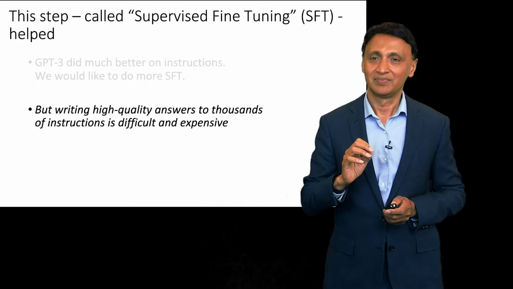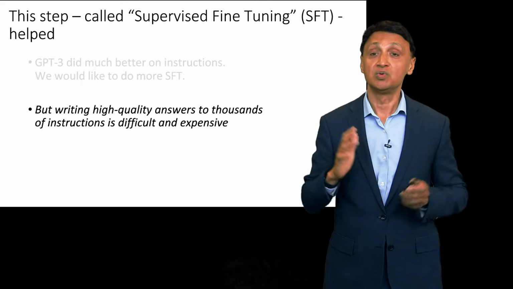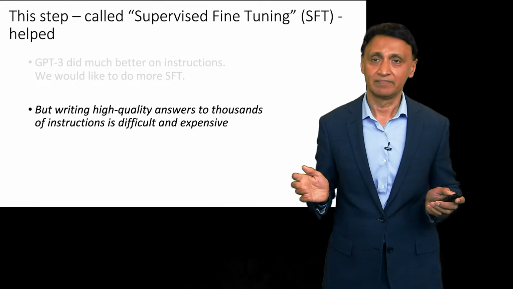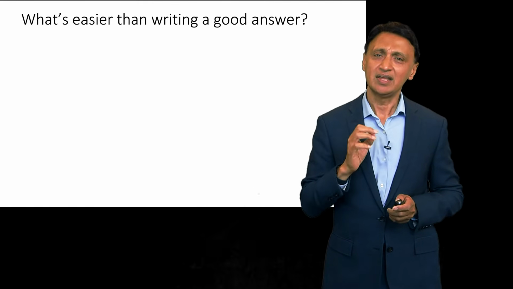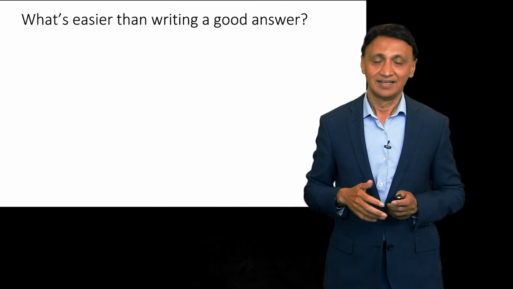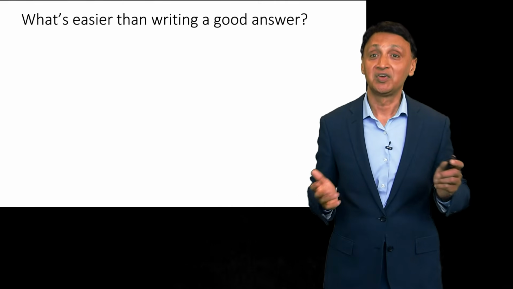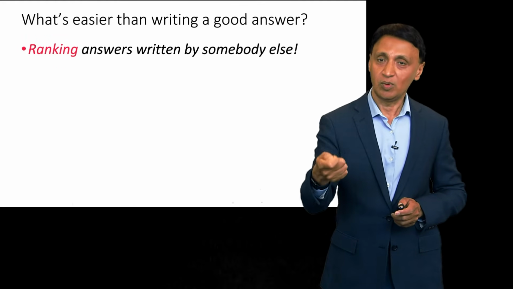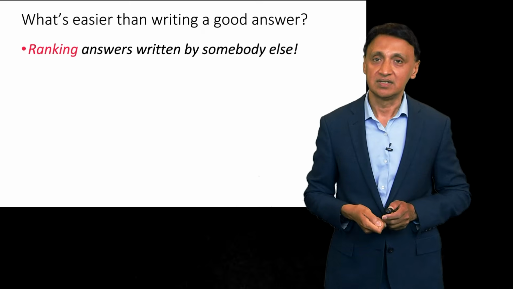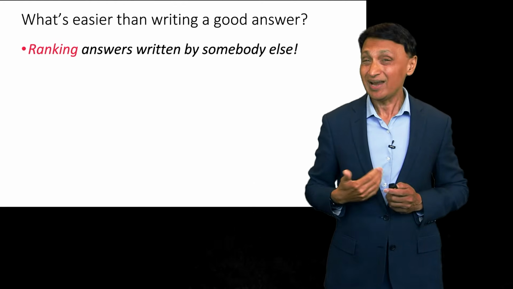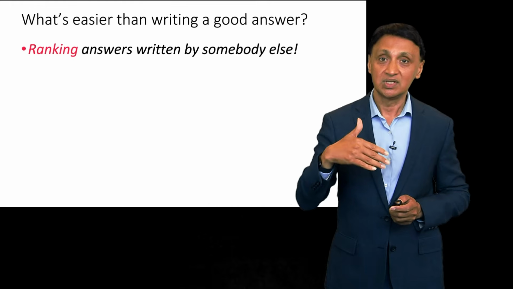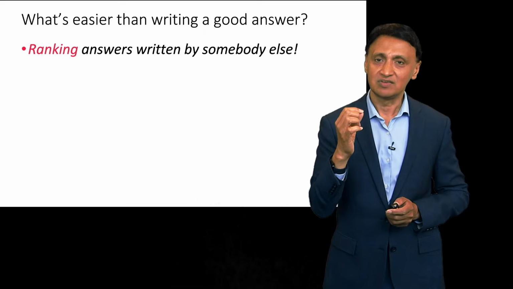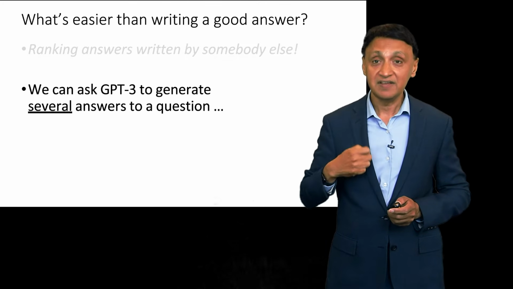But there's a small problem. Writing high-quality answers to thousands of instructions is difficult, labor-intensive, and very expensive. Is there an easier way? Well, what is easier than writing a good answer to a question? I think we can all agree that it's much easier to be a critic than a creator. So in that vein, what we can do is, for a particular question, if we get a set of different answers from an outside source, it's quite easy for us humans to rank the answers from sort of most helpful to least helpful, right?